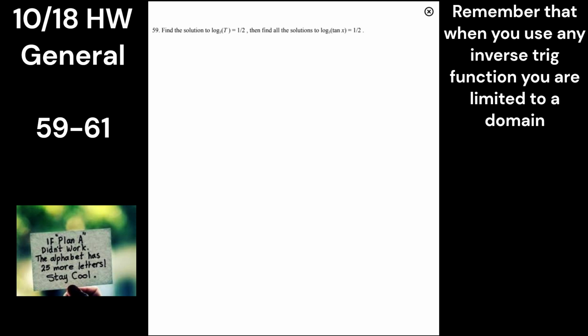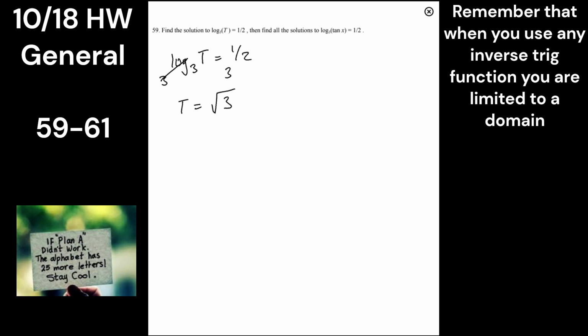Okay, so we're on to question 59, and it's just a simple solving a log problem. It tells us that log base 3 of t equals 1 half. So the first thing we could do is, I'm going to say base this. I don't think that's the official terminology, but raise 3 to this log base 3 of t power, and of course we have to do it to both sides. So that means that this cancels, so t equals square root of 3. So the first part is really simple, just simple log.